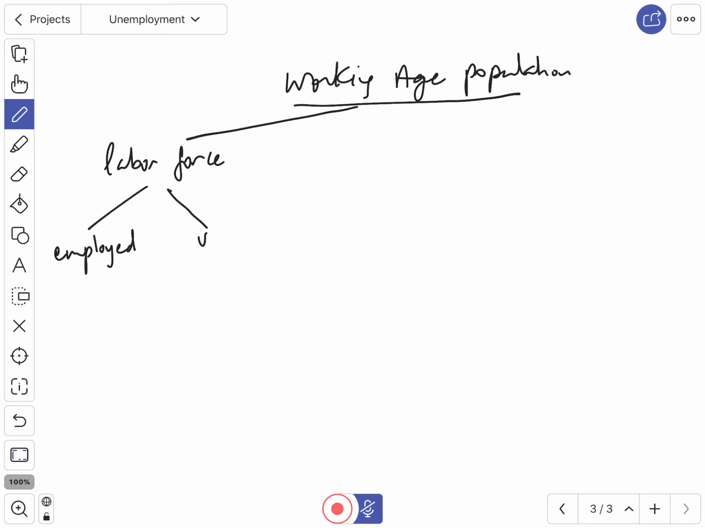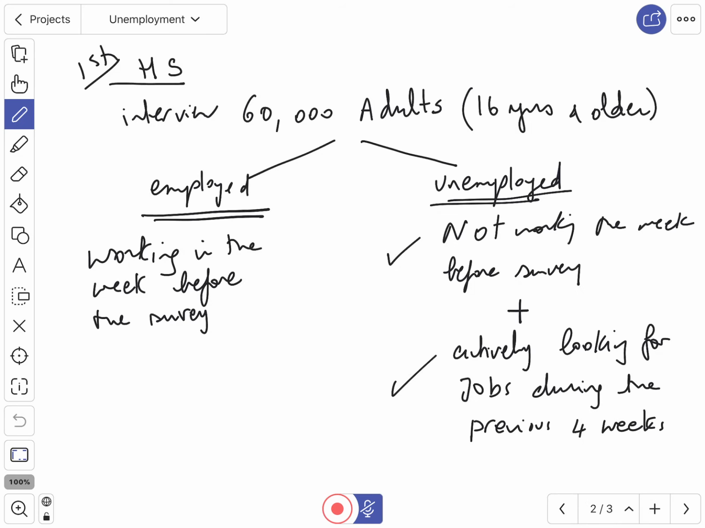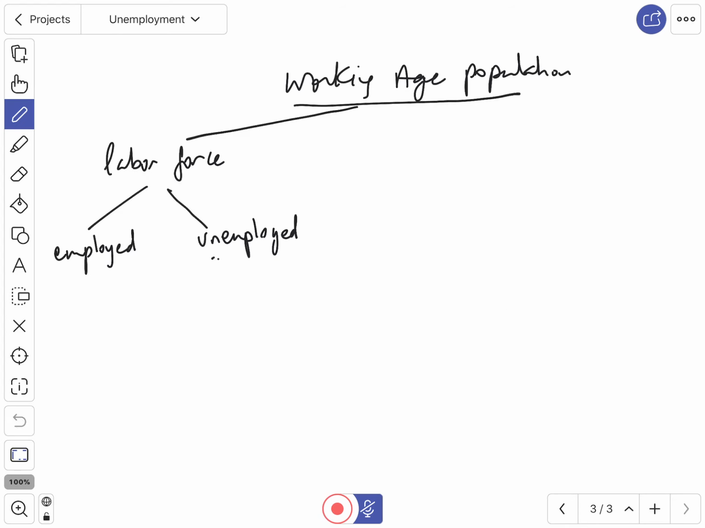or unemployed, and remember the definition of being unemployed, you have to satisfy these two criteria. You're not working the last week before the survey, but you're actively looking for a job. If you satisfy these two, then you are here as being unemployed. Next, the second category of the working age population is you are not in the labor force.